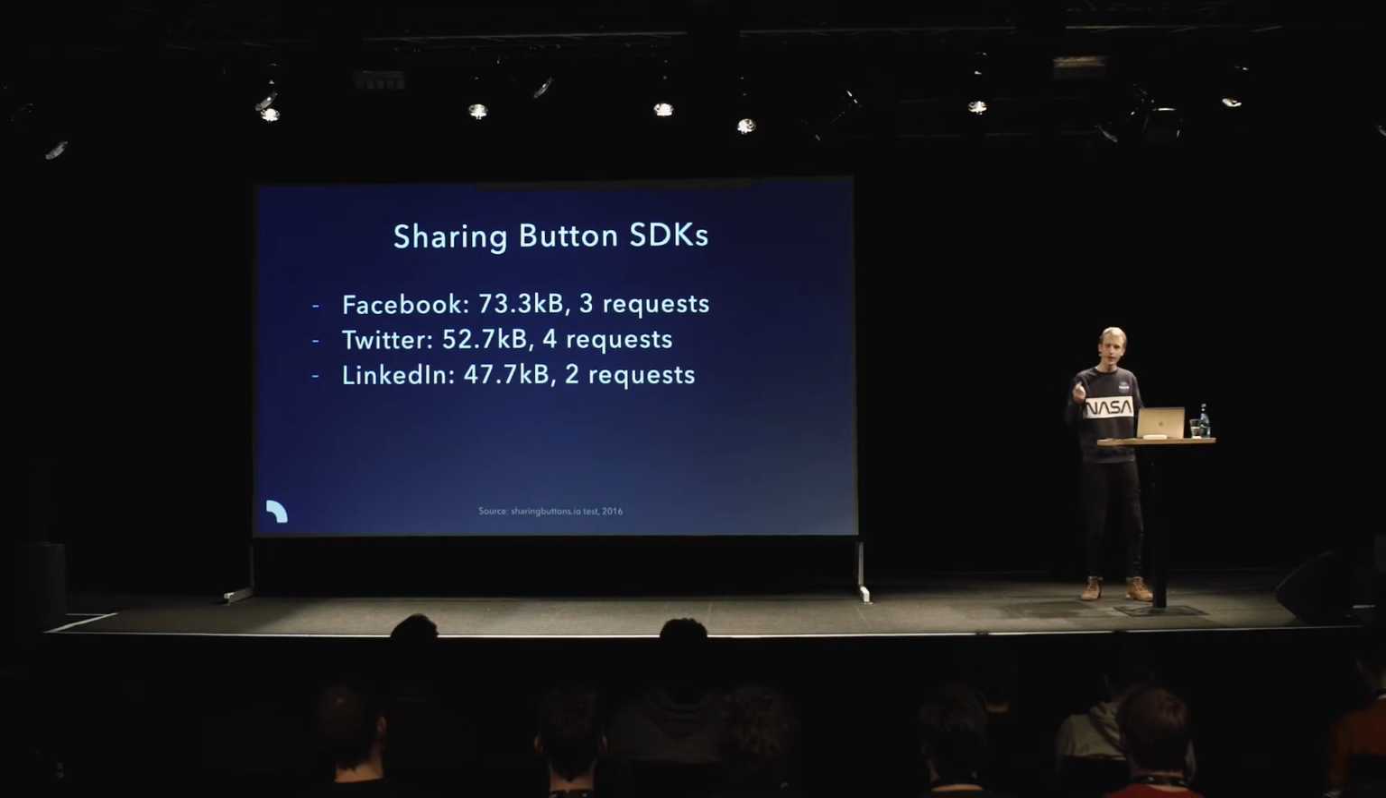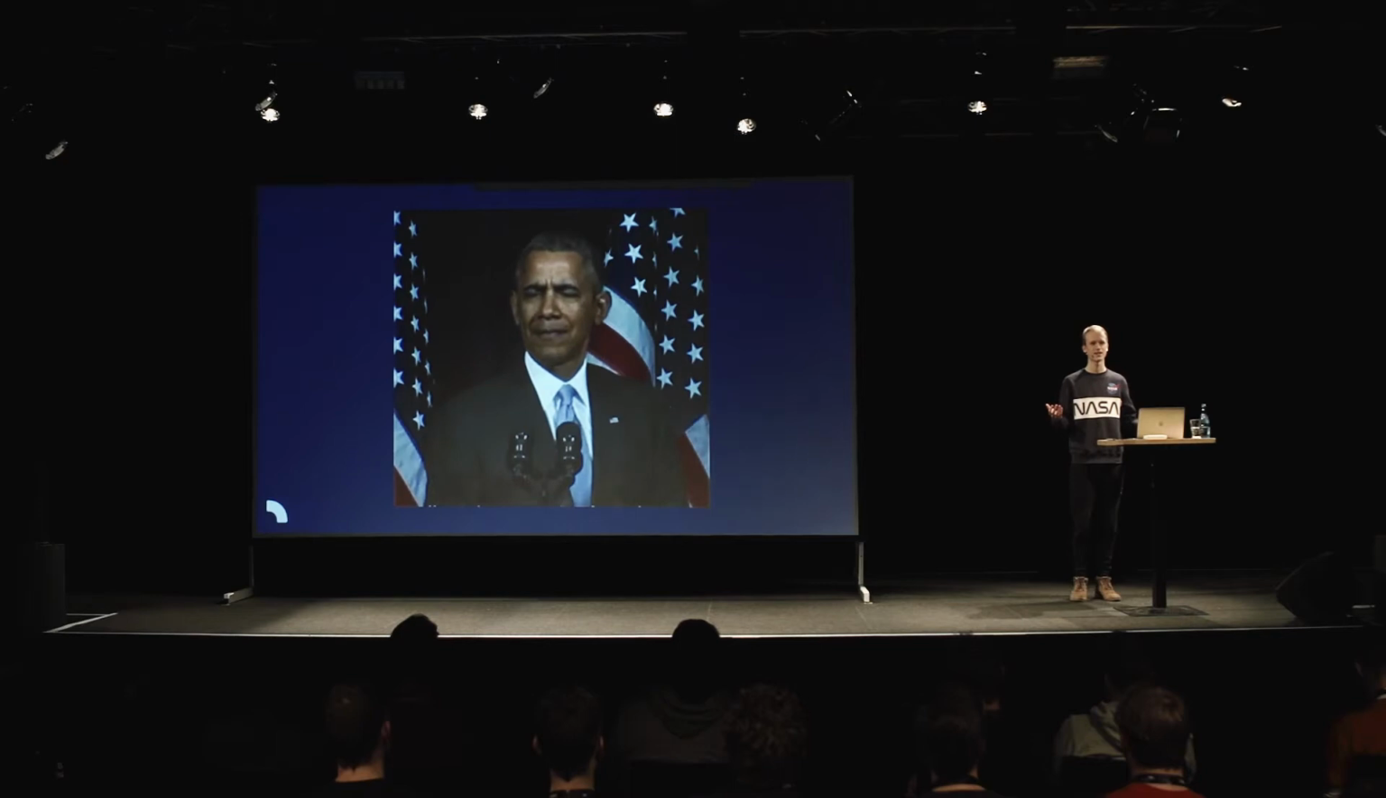On LinkedIn, if you add LinkedIn sharing buttons to your website, it's 47.7 kilobytes of JavaScript and 2 network requests, and so on and so forth. So to render like 5 buttons, I had to add hundreds of kilobytes of JavaScript to my page. How does that make any sense? I want 5 buttons on my page, and I have to add hundreds of kilobytes of JavaScript. That doesn't make any sense.